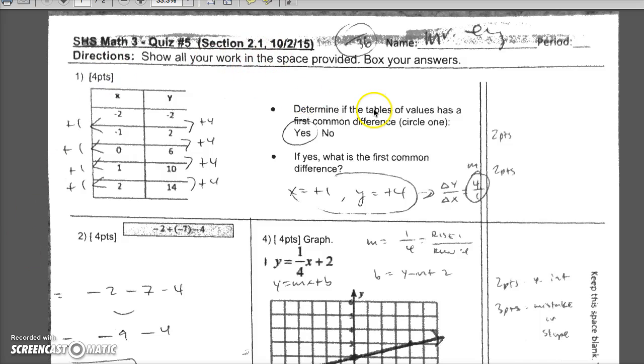First question asks you, determine if the table of values has a first common difference. The answer is yes. The reason why is you have a +1 on your x's and a +4 on your y's for each one. So your change of y over your change of x is 4/1, so your slope is 4. 2 points each there.